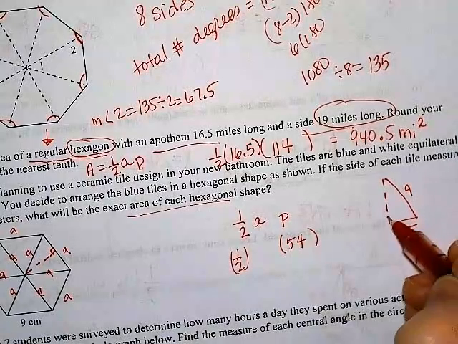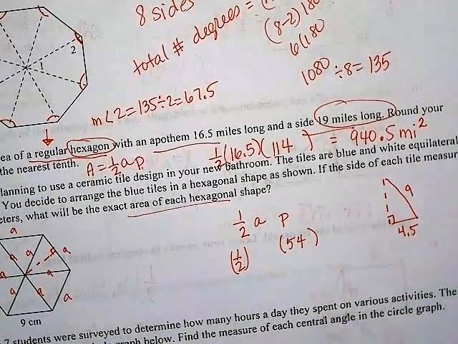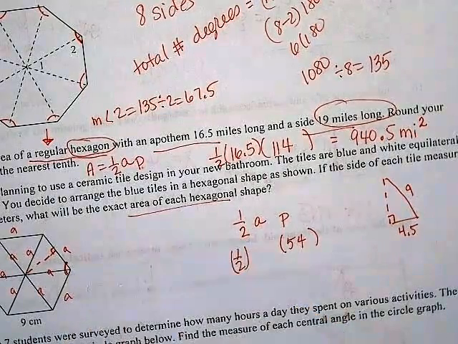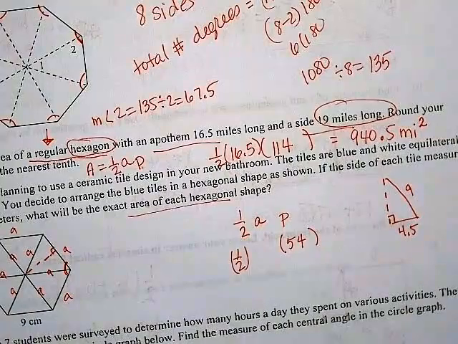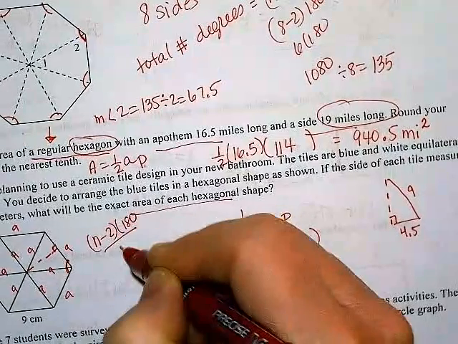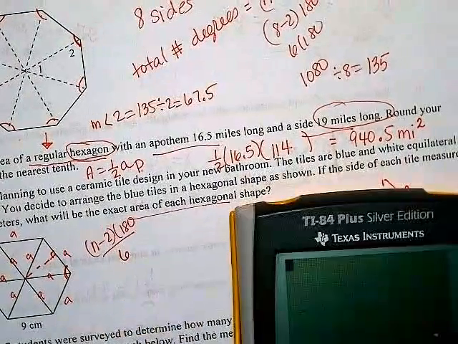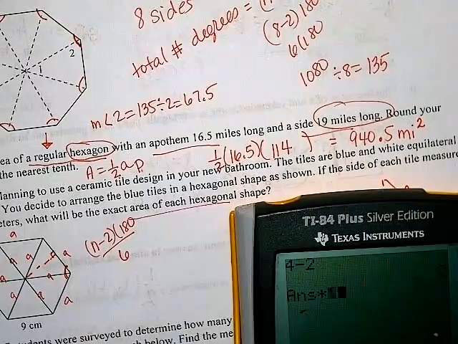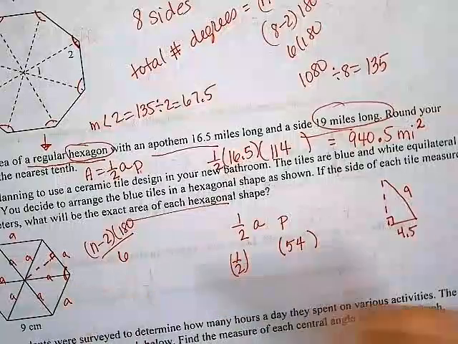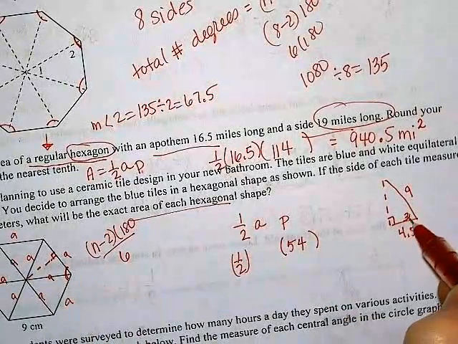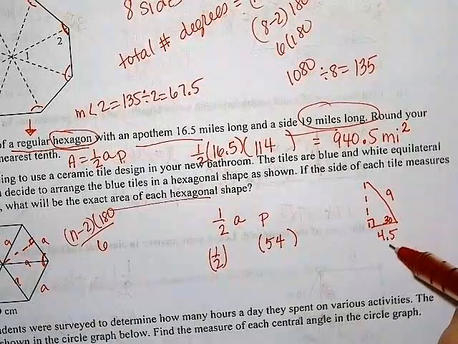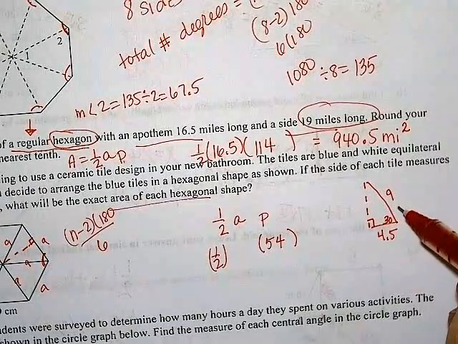And here's the deal. You got to know how big that angle is. It's a hexagon. How big is every single one of those angles in a hexagon? Well, n minus 2 times 180 divided by 6. Every single one of those angles is 60. And this is actually half of that, so it's 30. So I have a 30, 60, 90 triangle. And I have the short side is 4.5 and the long side is 9, and that fits right in there.